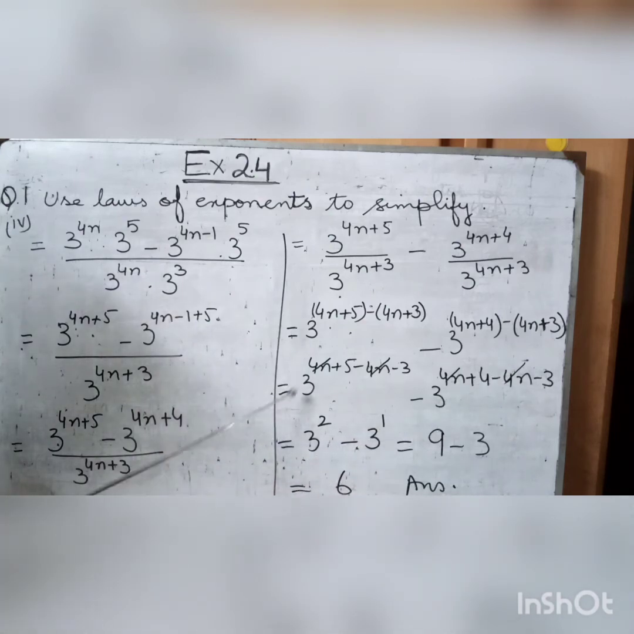Then after cancellation, we have 3 raised to power 2 minus 3 raised to power 1. 3 square means 9, minus 3. We have the answer 6.